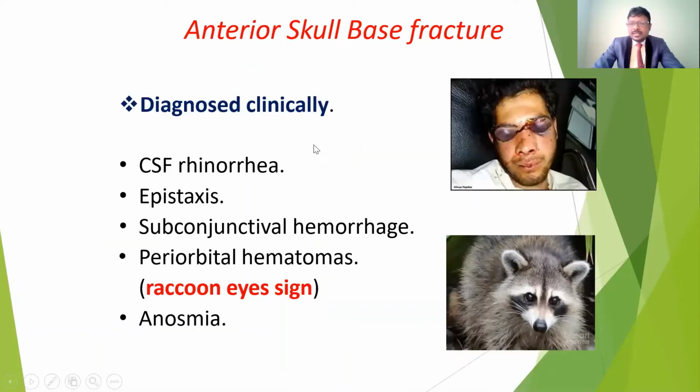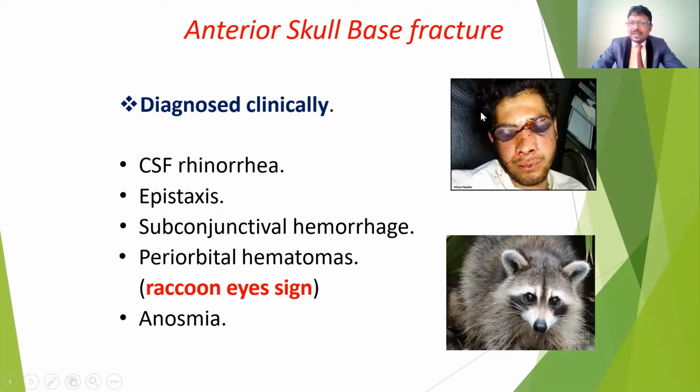So what are the signs and symptoms we are going to find here? It depends upon the involvement of the anterior cranial fossa, middle cranial fossa, or posterior cranial fossa. If you see anterior skull fractures, meaning fractures in the frontal bone or the front of the anterior cranial fossa, they may give different symptoms. According to the symptoms, we can understand where the injury is. So here we have to diagnose clinically.